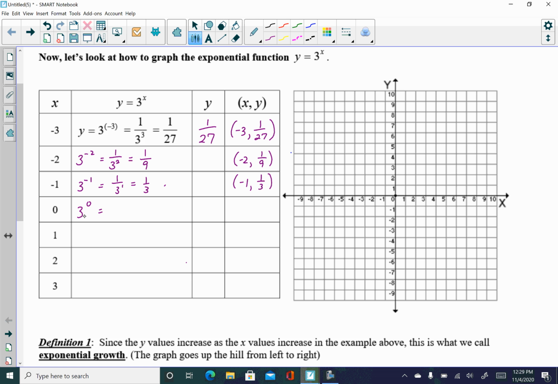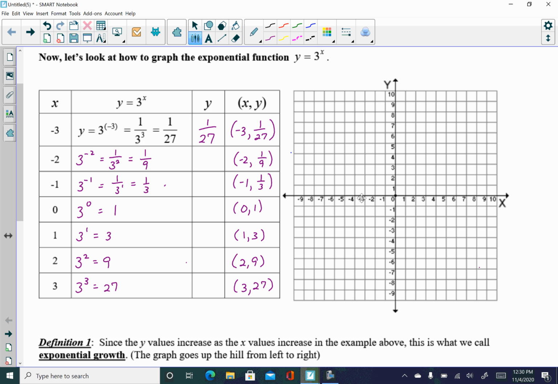We spoke about that before. Anything raised to the 0 power is equal to 1. So 0, 1 will be a point on our graph. The next one, 3 to the first power, so that's just 3. 1, 3. 3 squared, we know is 9. So 2, 9. 3 cubed, 27. So 3, 27. So now let's go to graph these.